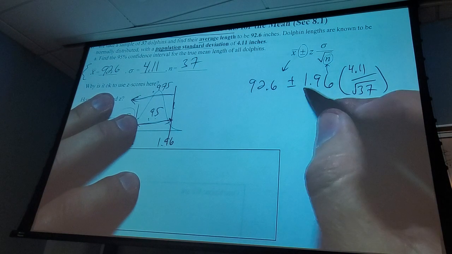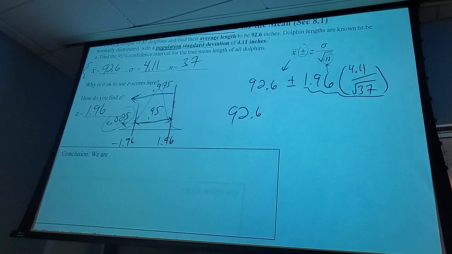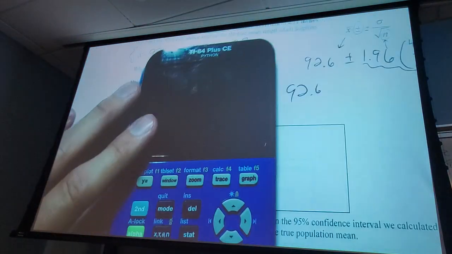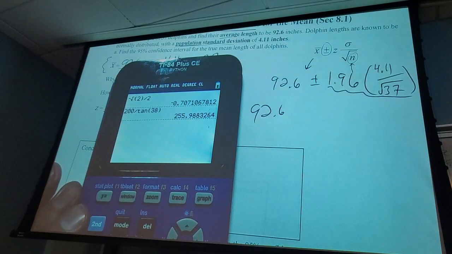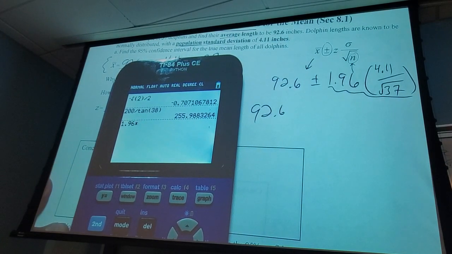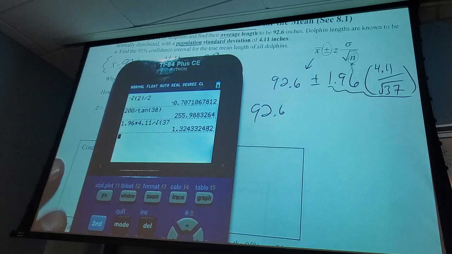So now I just figure out the error. I would highly recommend, let me show you something I do. This is not that big of a deal, but it's actually kind of nice to know. It does come in handy at several times. So let me show you something kind of nifty. If I do 1.96 times 4.11 divided by the square root of 37, okay. There's that 1.324 thing that you guys were telling me about.